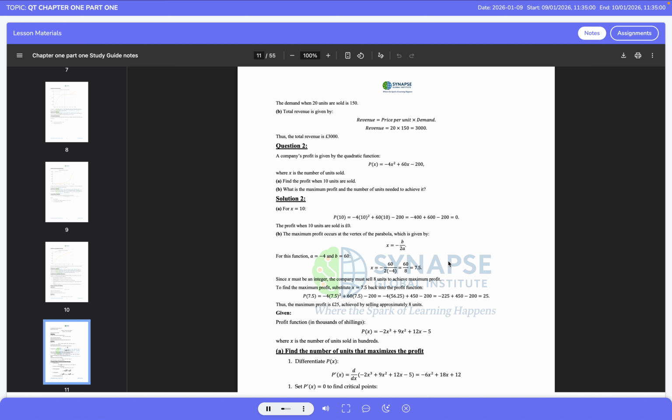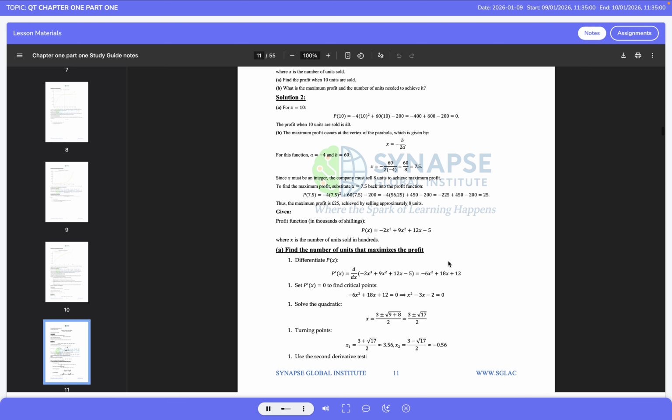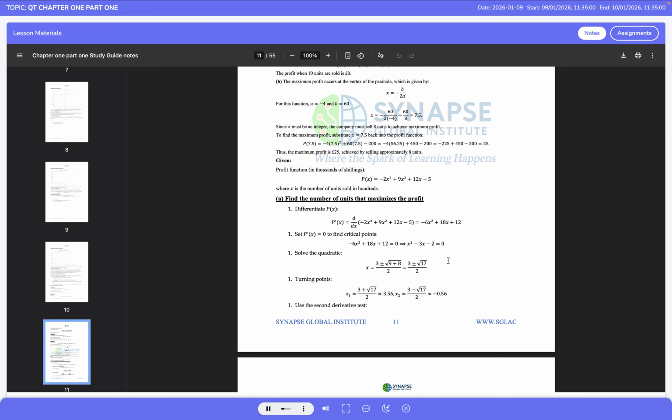Substituting x equals 7.5 back into the profit function gives p(7.5) equals negative 4 multiplied by 7.5 squared plus 60 multiplied by 7.5 minus 200, which evaluates to 25. Thus, the maximum profit is £25.